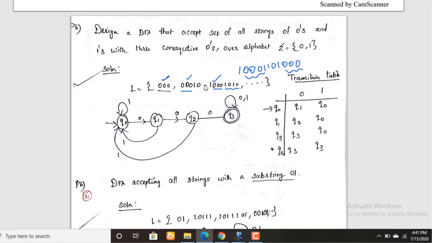So the second step, draw the DFA for this problem. Take a simple string 000. So from q0 on receiving 0 it moves to q1. On receiving one more 0 it moves to q2. On receiving one more 0 it goes to the final state. Okay, this is the skeleton. Draw the DFA for 000, which is the basic skeleton of this problem.